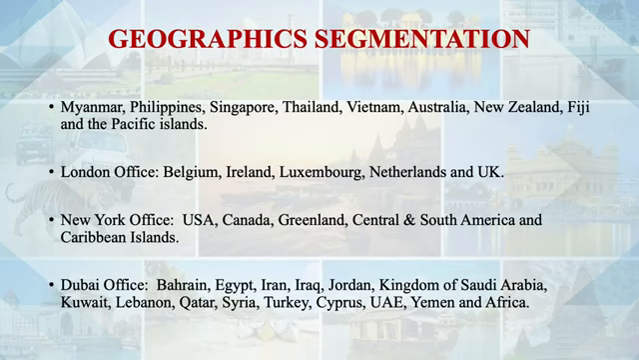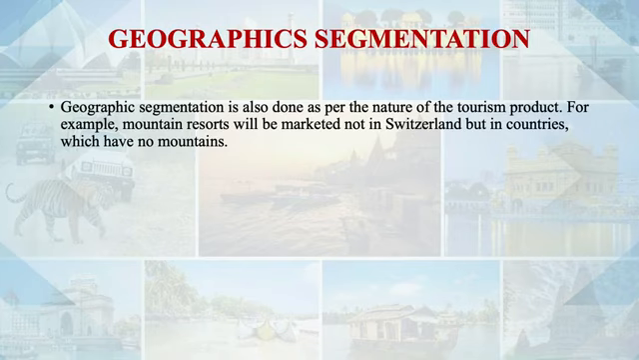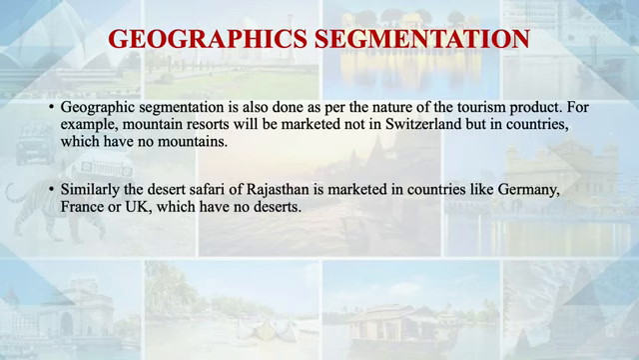Geographical segmentation is also done as per the nature of the tourism product. For example, mountain resorts will not be marketed in Switzerland, because Switzerland has lots of mountains of its own. But the mountains of India can be marketed in countries which have no mountains. Similarly, the desert safari of Rajasthan is marketed in countries like Germany, France, or the UK, which have no deserts.